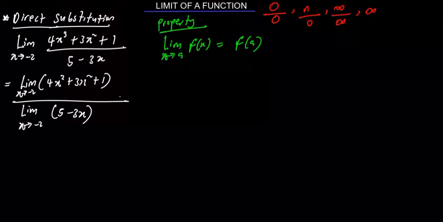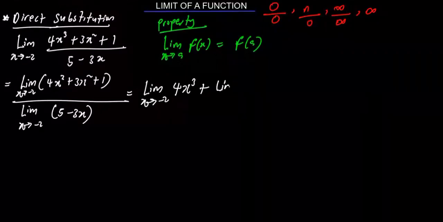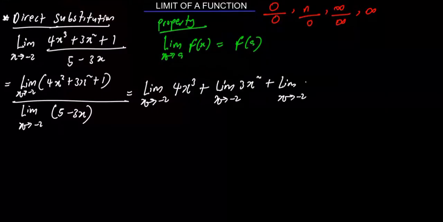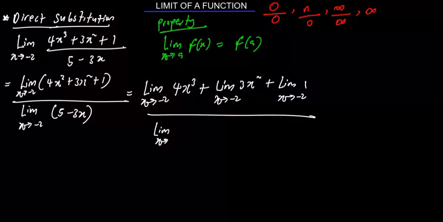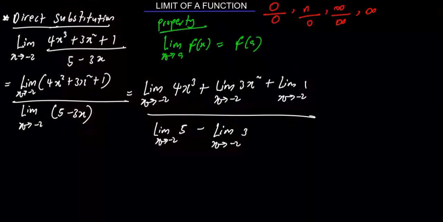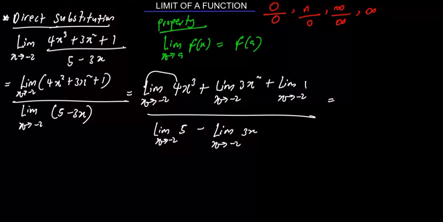Now, remember that for division, this limit can go for each of them. So I have the limit as x tends to minus 2 of 4x cubed, plus the limit as x tends to minus 2 of 3x squared, plus the limit as x tends to minus 2 of 1, then all over the limit as x tends to minus 2 of 5, minus the limit as x tends to minus 2 of 3x. And remember, if you're having a constant, it doesn't affect the limit. It can just come out of the limit.